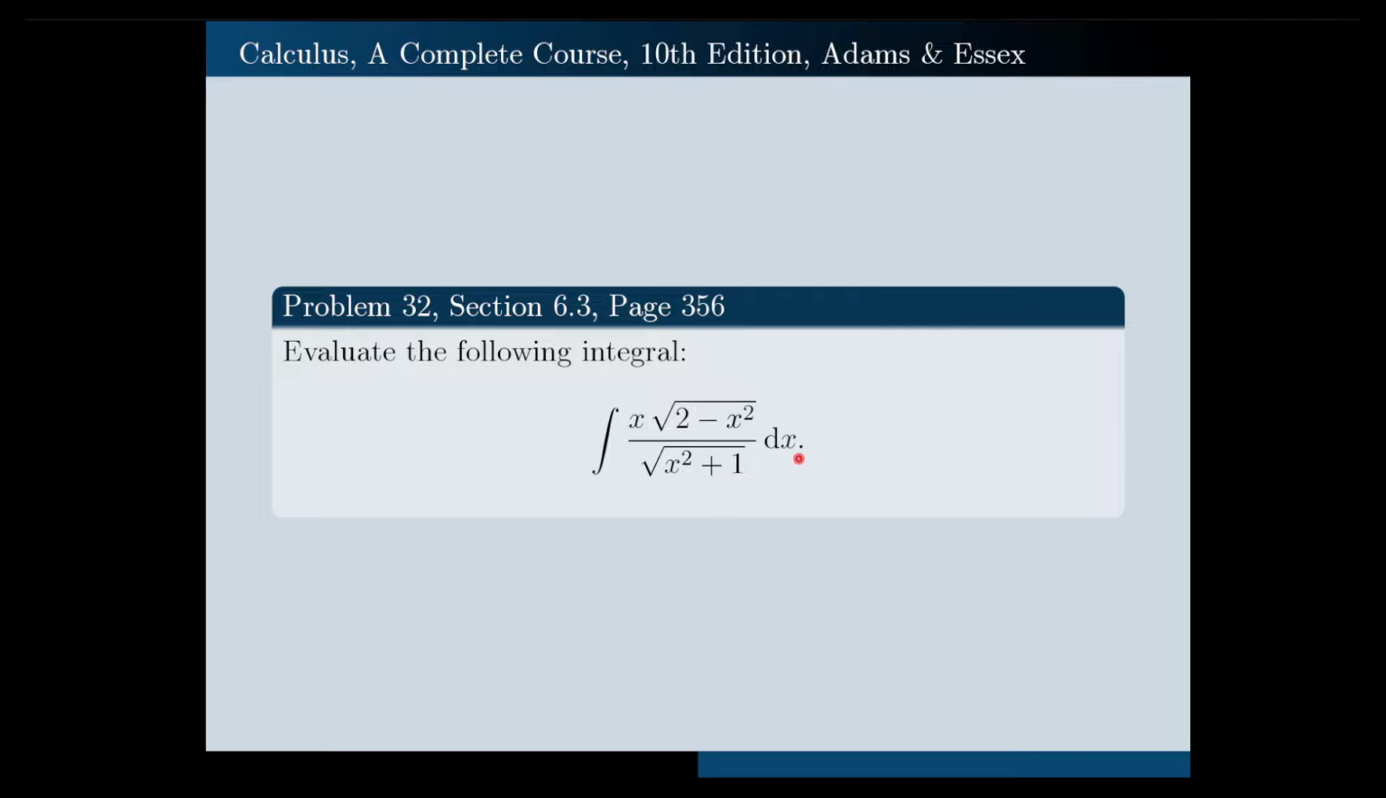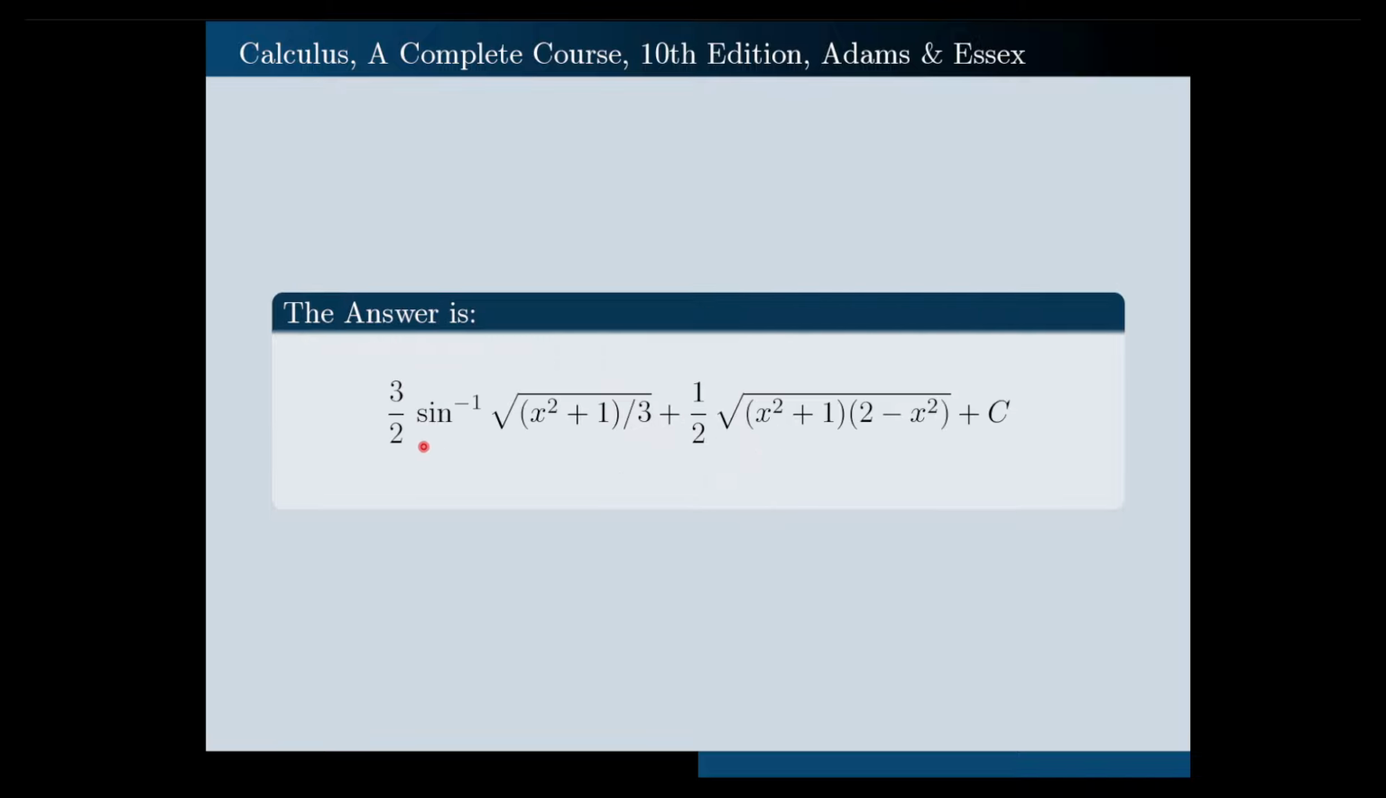It would be a good idea if you pause the video at this point and try to solve the problem yourself first. If you do the calculations correctly, one possible answer that you might get is as follows: 3/2 times sine inverse of the square root of (x squared plus 1)/3, plus 1/2 times the square root of (x squared plus 1) times (2 minus x squared), plus a constant C.